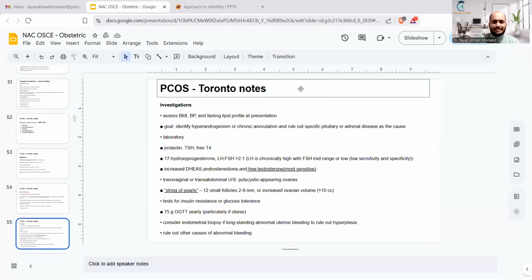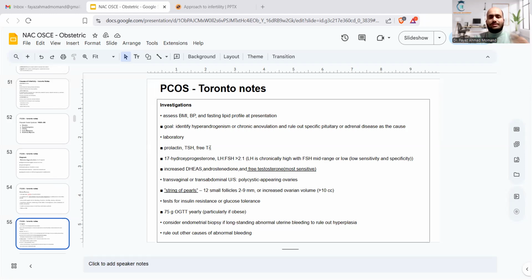Now, how do we assess or investigate PCOS? First thing is to assess their BMI, height and weight, and based on that, we can advise on weight loss, etc. Their blood pressure and lipid profile at presentation. We also check for hormones and glucose or A1C levels.